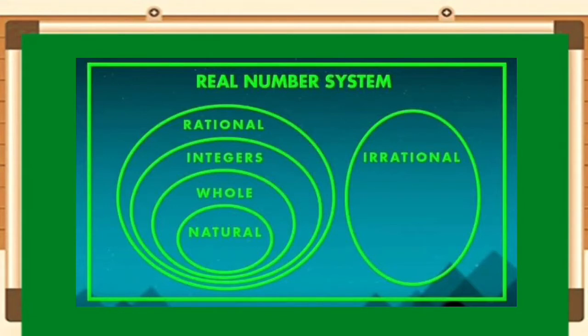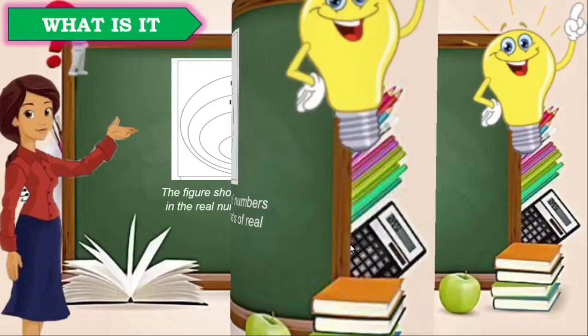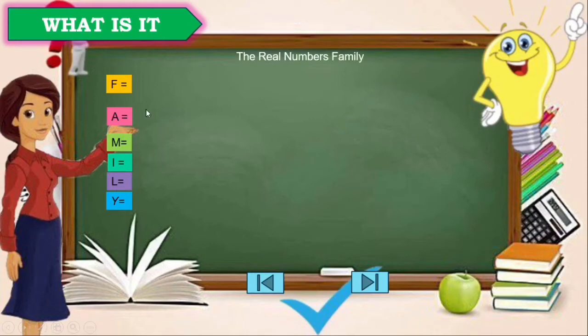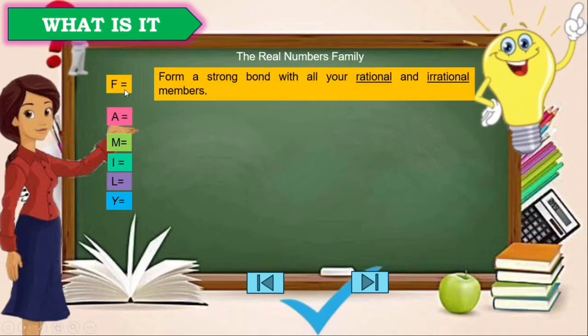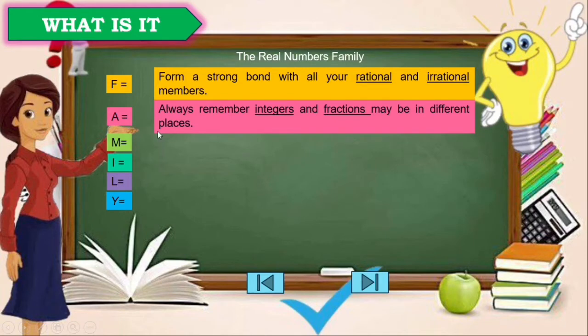It is said that a family that connects to one another lasts forever. This is just like the subsets of real numbers. Let us read and study the acrostic to better understand the subsets of real numbers. The real numbers family. Letter F. Form a strong bond with all your rational and irrational members. Letter A. Always remember integers and fractions may be in different places.